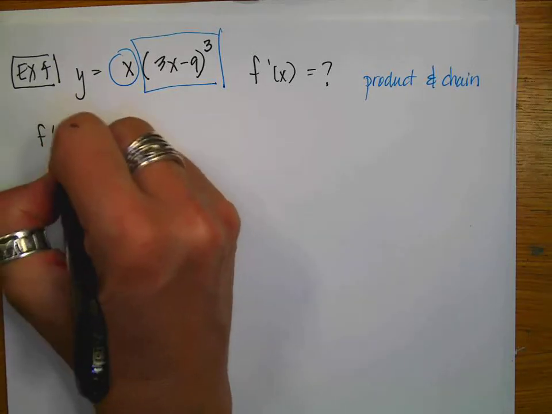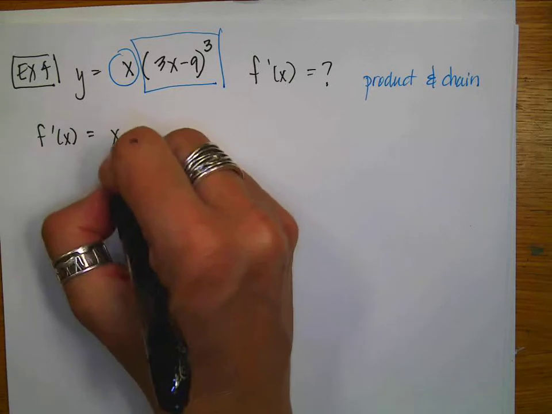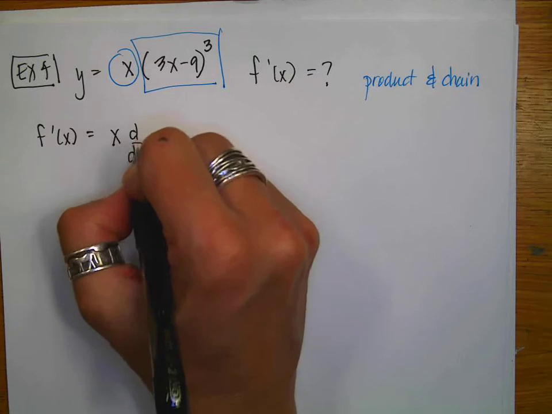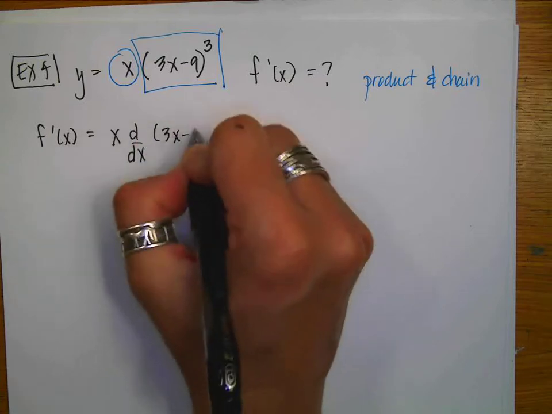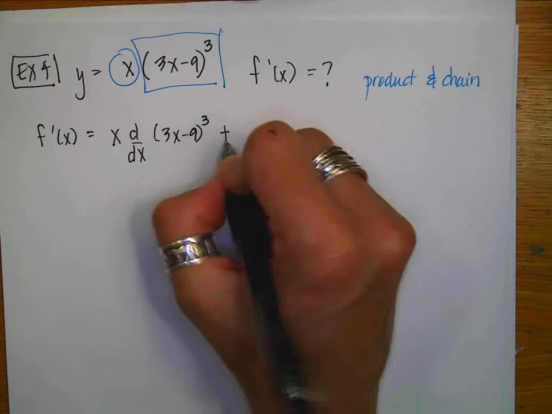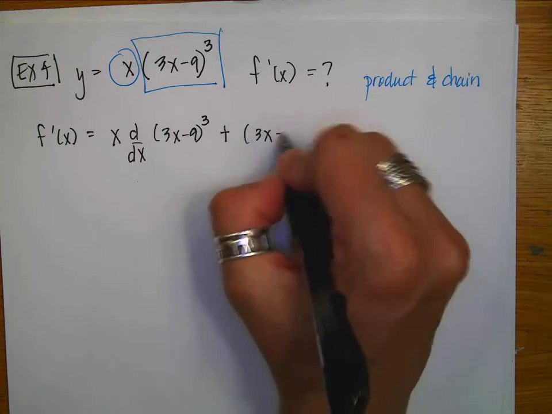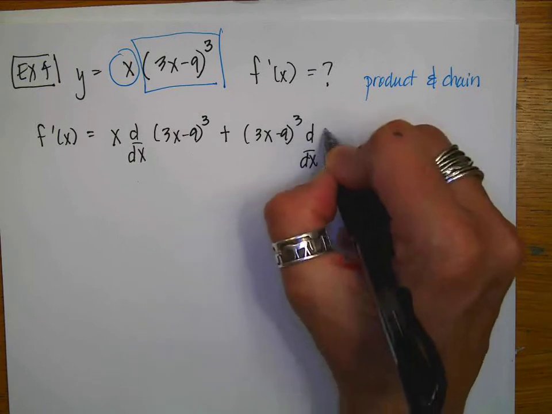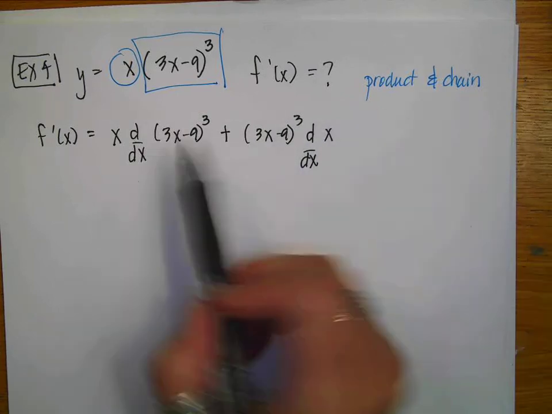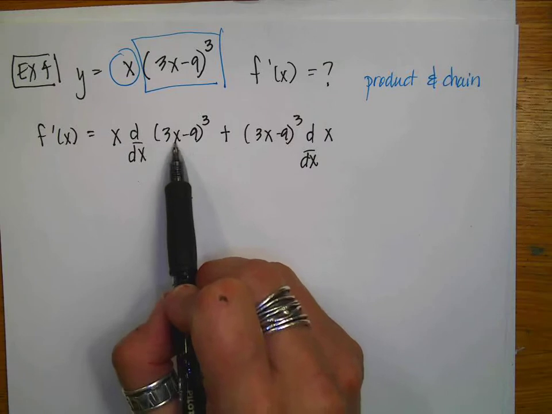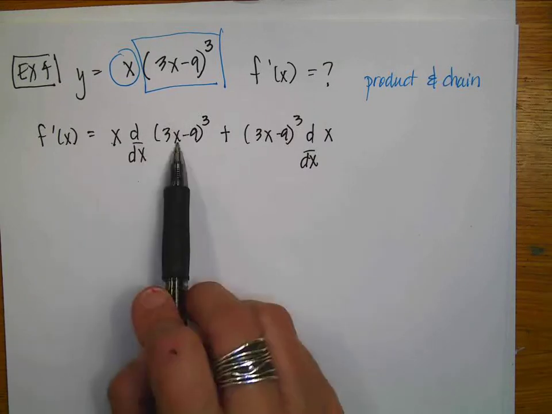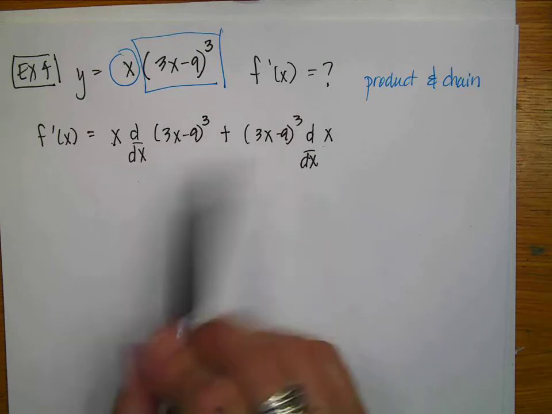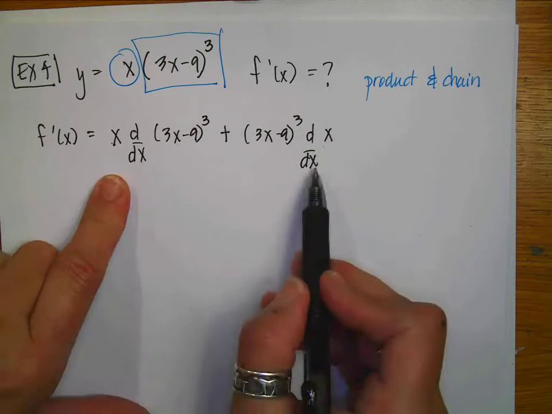So when I take my derivative, f prime of x, it's the first thing times the derivative of the second. I'll write out the long notation of 3x minus 9 to the third plus the second thing, 3x minus 9 to the third, times the derivative of the first, okay? And when I take the derivative of this, it's going to be the chain rule. So this is the product rule. First thing times the derivative of the second plus the second thing times the derivative of the first.